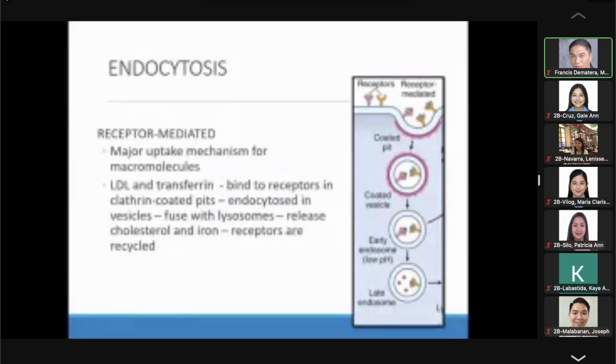For receptor-mediated endocytosis, this is a major uptake mechanism for macromolecules, such as LDL and transferrin, where they bind to receptors in clathrin-coated pits, are endocytosed into vesicles, and fuse with lysosomes. And the release of cholesterol and iron happens, but the receptors are then recycled.